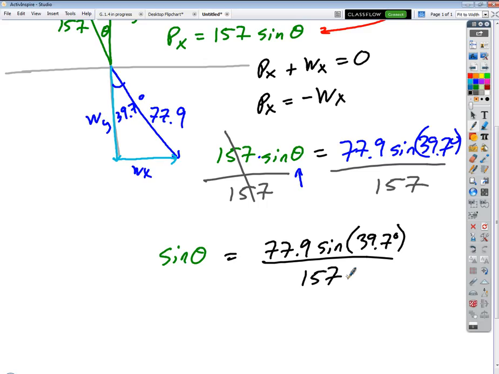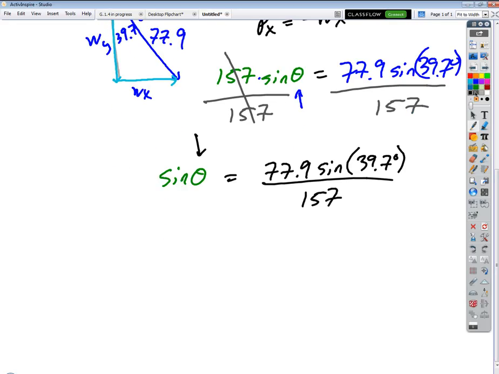What's the last step? How do we get the sine by itself? Arc sine or inverse sine of both sides, right? So we end up with our final answer: theta equals the inverse sine of all that stuff. That's going to find the degrees. So let's do that.